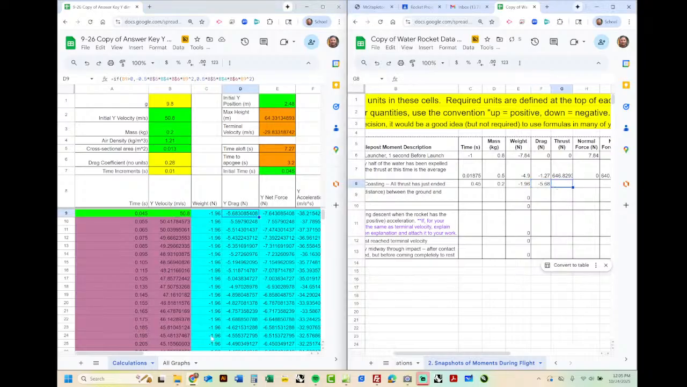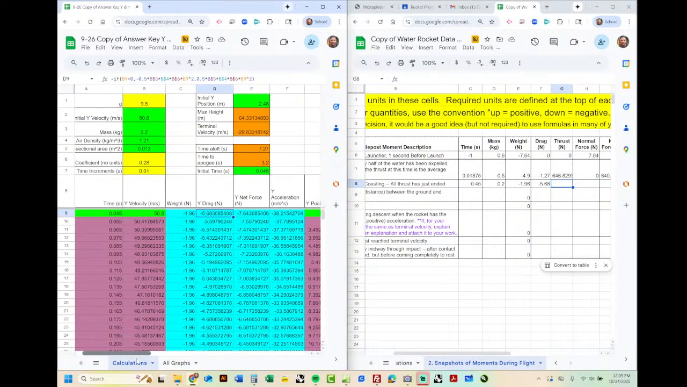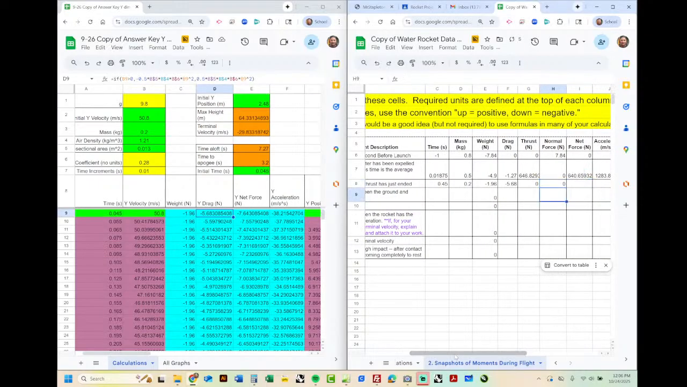The thrust is, all thrust is ended. Duh, there's no thrust on this spreadsheet. So that's just a 0. Whoops, messing up my other spreadsheet. 0. Normal force, there's no normal force unless you're on the launcher or hitting the ground. So the net force, I could just copy this down, is what I get if I add all these things together. So the weight is negative 1.96, the drag is negative 0.568.